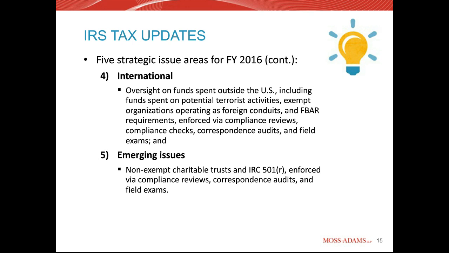The last section of a strategy is emerging issues, and they're looking at non-exempt charitable trusts and Section 501R. 501R relates to hospital requirements where they want to be a 501(c)(3) public charity, but they have to meet certain standards like community health needs assessment, patient charges, collections, things like that.